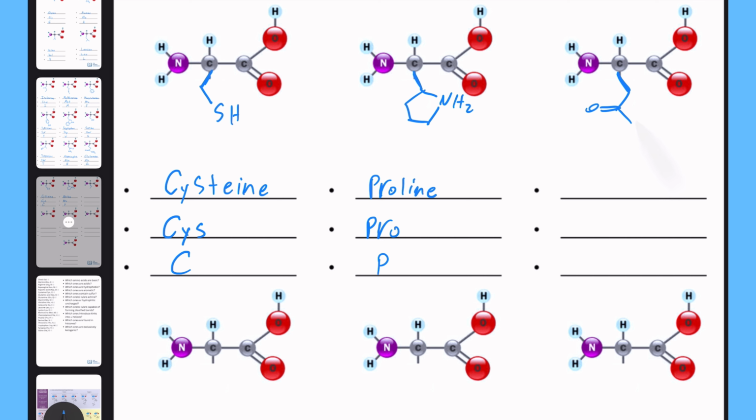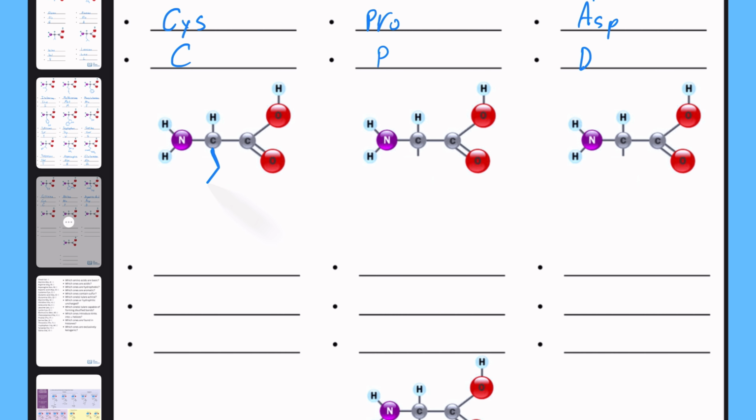All right, this next structure over here is going to be aspartic acid. So notice how it has a carboxylic acid in its side chain, and it's only separated from that alpha carbon by one carbon atom. The 3-letter abbreviation is ASP and the 1-letter code is D. Moving on to glutamic acid, very similar, just add an extra carbon atom after the alpha carbon, and then include that carboxylic acid, and you have glutamic acid. The 3-letter code is GLU, and the 1-letter code is going to be E.